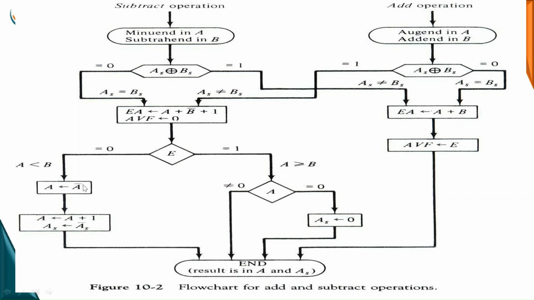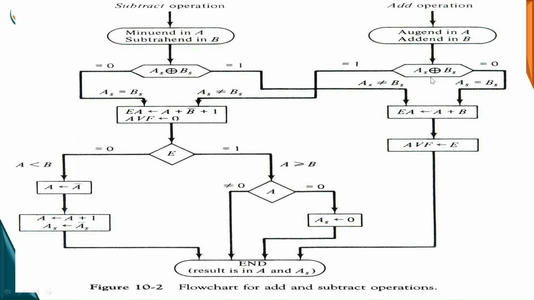So I am performing the 1's complement first. A bar is nothing but the 1's complement, and adding 1 to it gives the actual 2's complement. And what is your sign bit? The sign bit is nothing but the complement of the sign bit of the minuend A. So that is how a subtraction operation is performed using this flowchart.